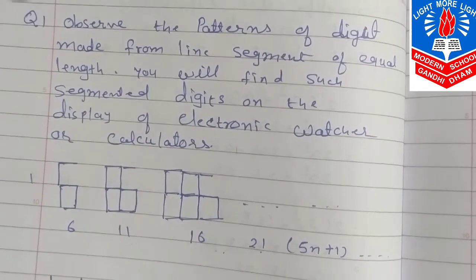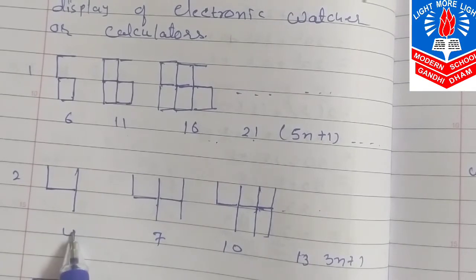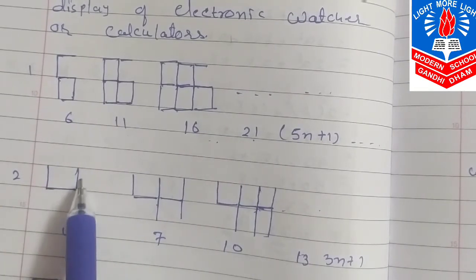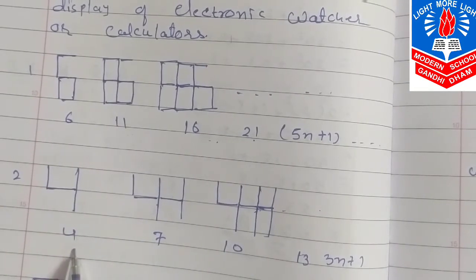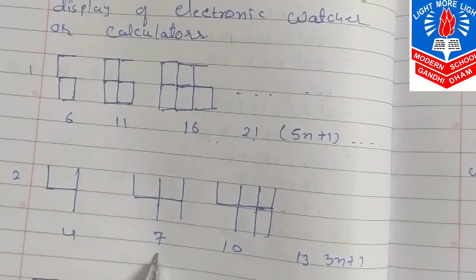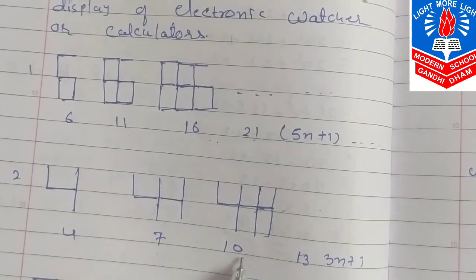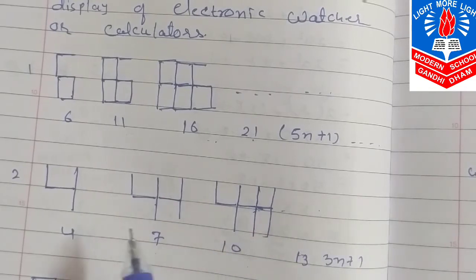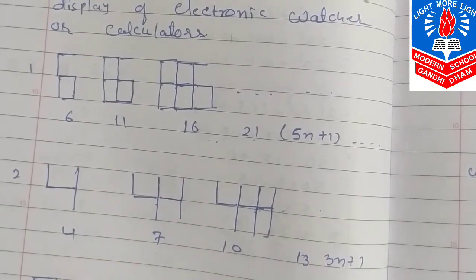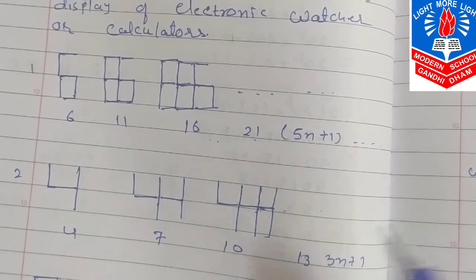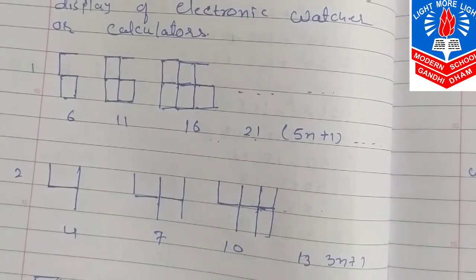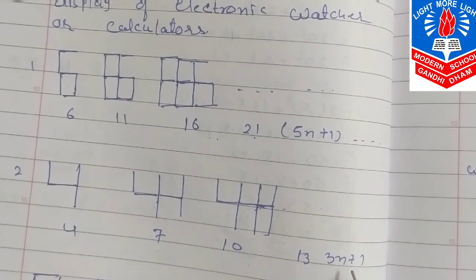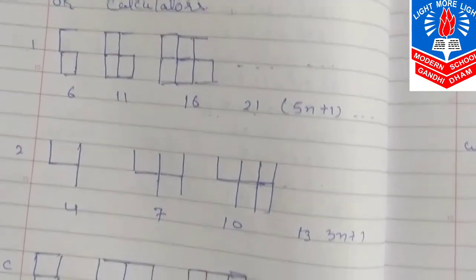Okay. Then see the second figure. Here is a 4. 1, 2, 3 and 4 lines are given. After 4, here 3 lines are increased, and here 3 lines are increased, and then 13 is given. It means the 3 lines are increased after this. The next pattern will also have 13 lines, and after 13 comes 16. So here the general formula given is 3n plus 1.